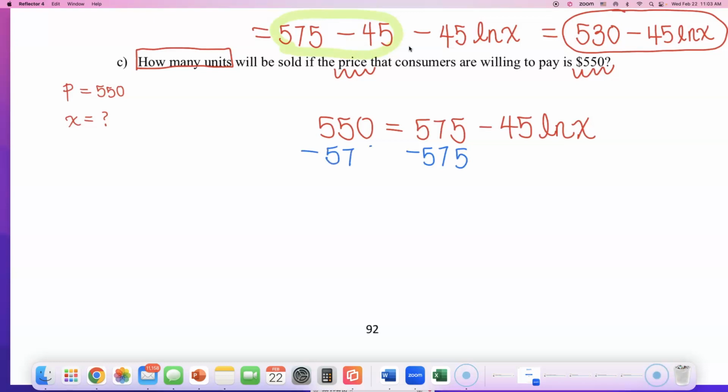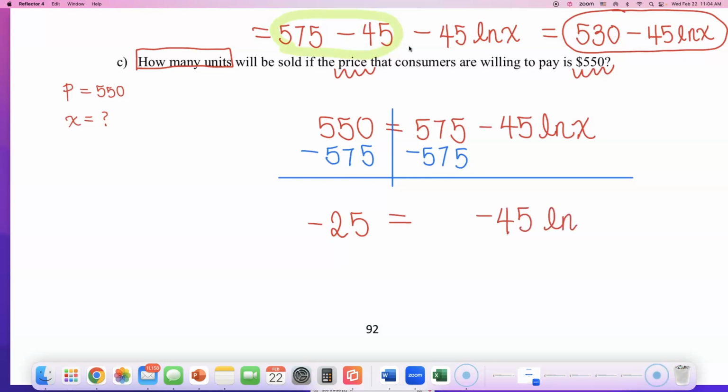Oh no, I'm going to get a negative answer. If I subtract 575 from both sides, I'm going to get negative 25, right? Negative 25, and that equals negative 45 natural log of x. Oh, that's all right, because now we are about to divide both sides by negative 45. Negative divided by negative will give us positive. And if I simplify or reduce this fraction a little bit, I will get 5 over 9, right? 5 over 9, and that equals natural log of x.